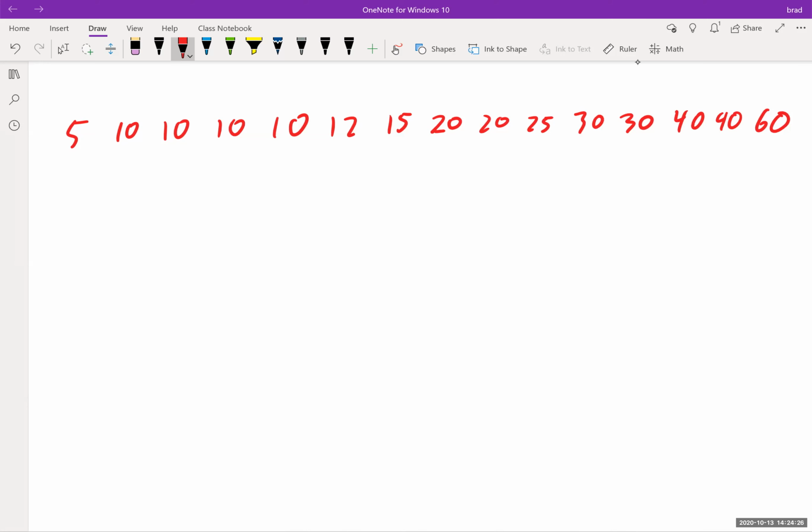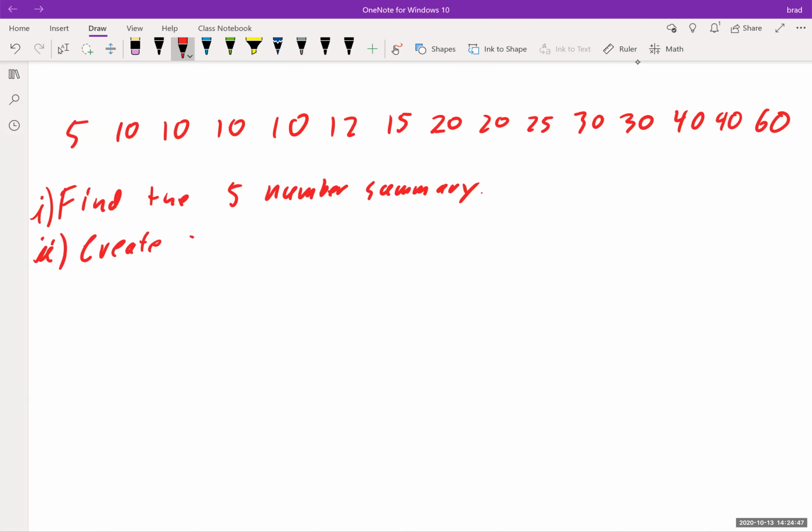So what we're going to do is we're going to try to find the 5-number summary. Okay, so this will be part 1. Okay, and then part 2, we will create a box plot. Okay, so here's the thing.